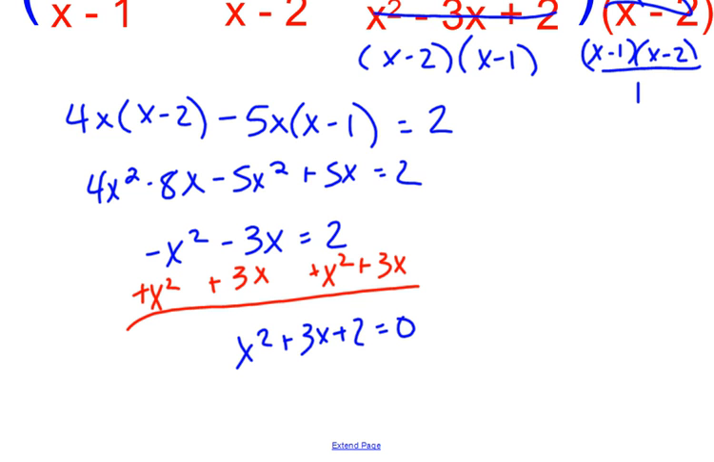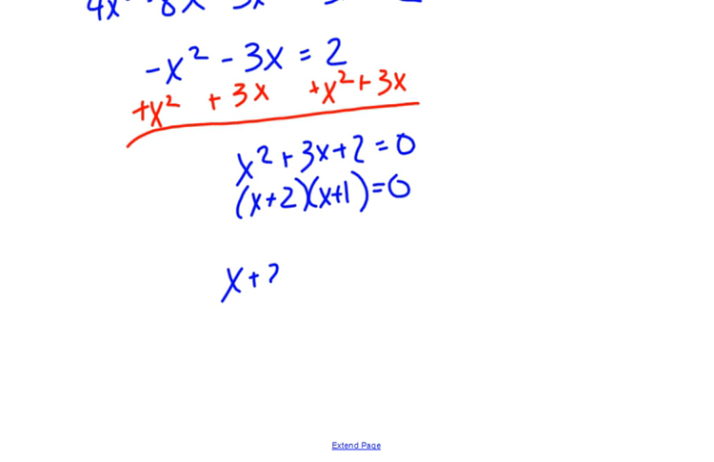And I'm thinking I should get two answers here, right? Because I have an x squared. So when I factor it, I get (x plus 2)(x plus 1). So I set each factor equal to 0 and solve. So I get x to equal negative 2 and x to equal negative 1.